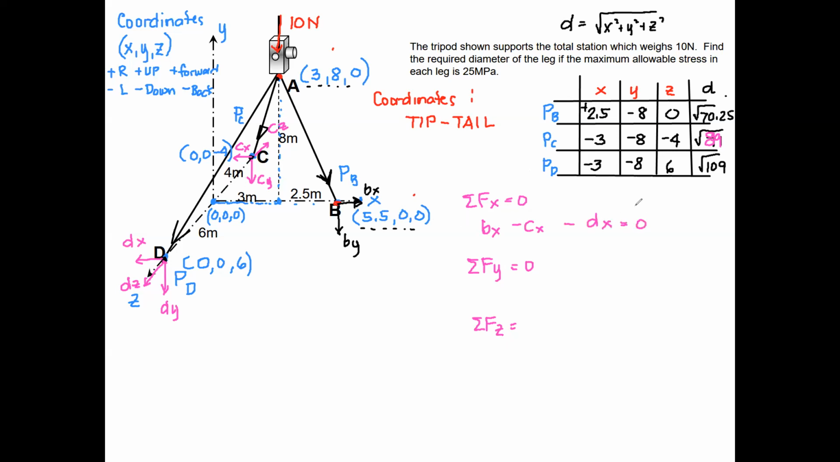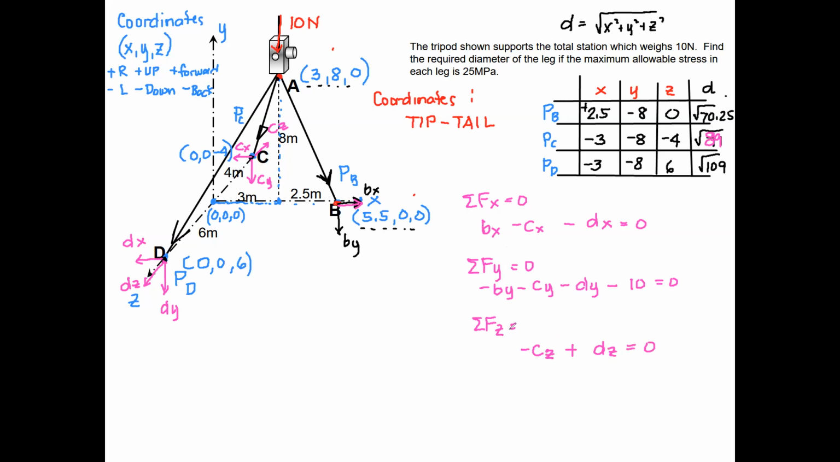Are you following? Take a look at our BX to the right, CX to the left, DX to the left. Okay, what about Y? Lahat ng Y natin pababa. So negative ang BY, negative ang CY, negative ang DY. And also the weight, 10, equal to 0. And finally, sa Z, wala yung B, pero sa C, negative ang Z, minus CZ plus DZ equal to 0.